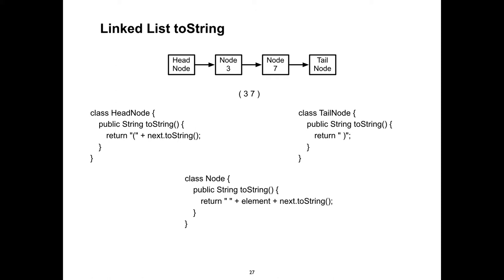And then it goes to the next node, the regular node. And it says, okay, well, I'll put a space so things look nice. And then I'll add my element. And then I'll add whatever is after me, right? And then it goes to 7, and 7 does the same thing. Okay, I'm going to put a space, and I'm going to put my element, and I'll return what I get by asking the next thing. And then the tail node says, well, I'm at the very end, and I don't have any data, so I can just put the end parenthesis, right? And so I'm calling toString and everything, right? It goes all the way to the bottom and comes all the way back, and here's your string that gives a string representation of that.